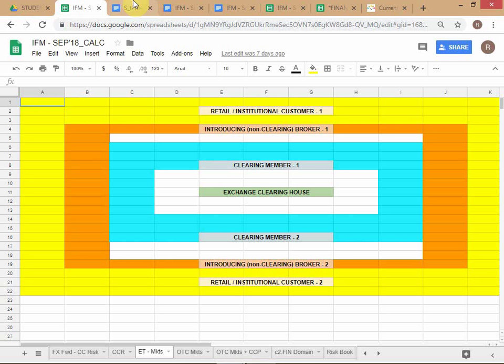So the distinction is obviously in OTC markets, it is managed directly by the counterparties themselves. Okay? Every man for himself. We're dealing with somebody, please make sure you check their credit risk and deal with them and manage that on your own. You don't have a fallback. In ETM, every transaction is going through the ECH. So every transaction is guaranteed by the ECH.